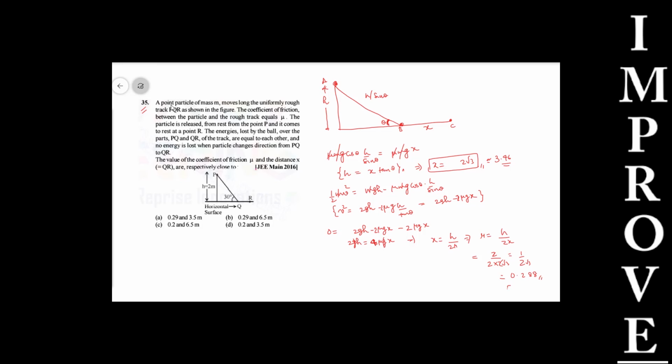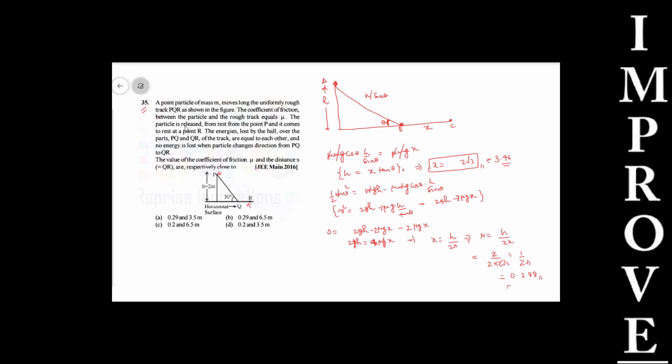It's given that a particle is being released from this point P, it goes down the plane, and then it goes to R. It is released from rest at point P, and it comes to rest at point R.